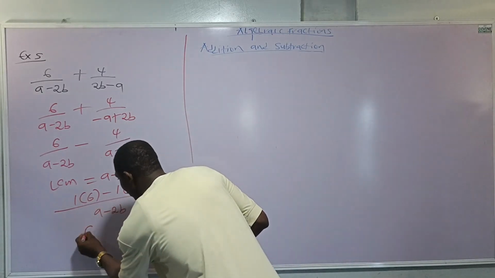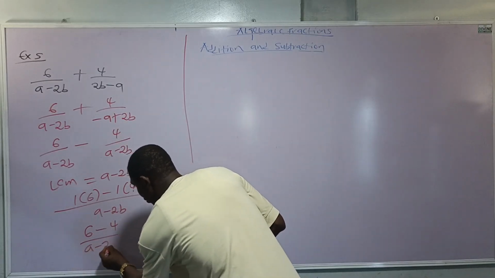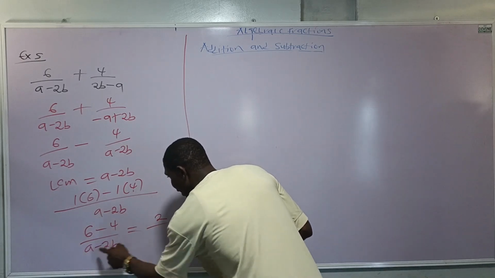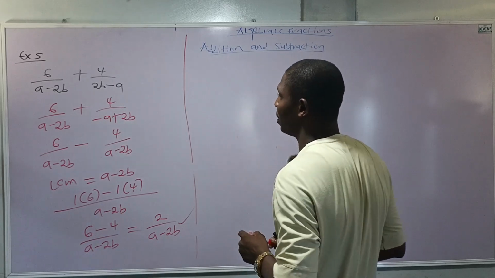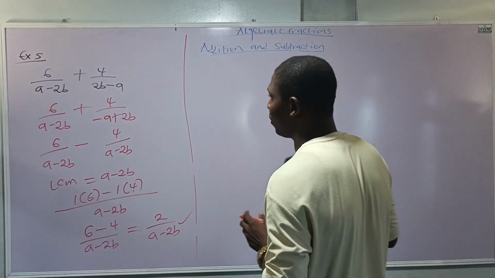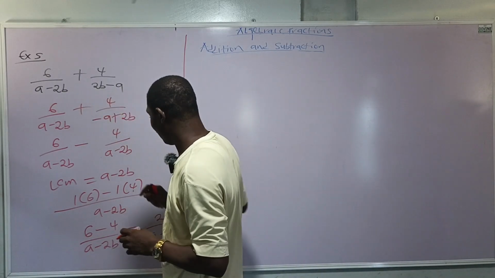So 1 times 6 will give me 6, minus 1 times 4 will give me 4. All over A minus what? 2B. And finally, I have 6 minus 4 to give me 2. And I have A minus what? 2B as my final answer.